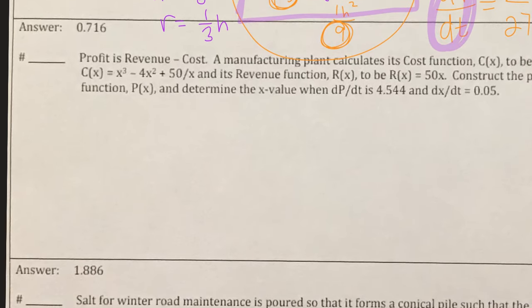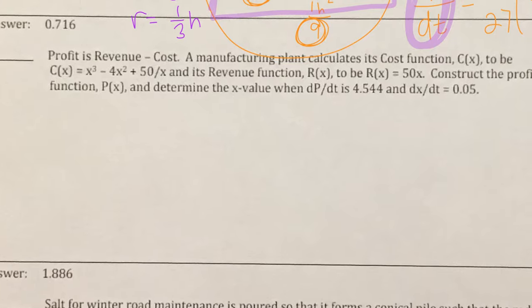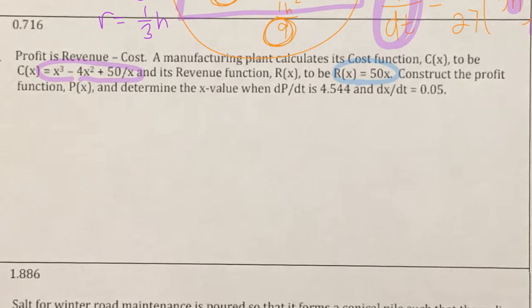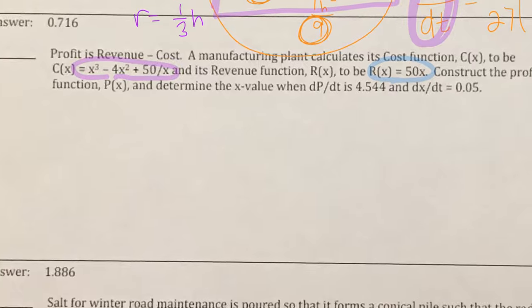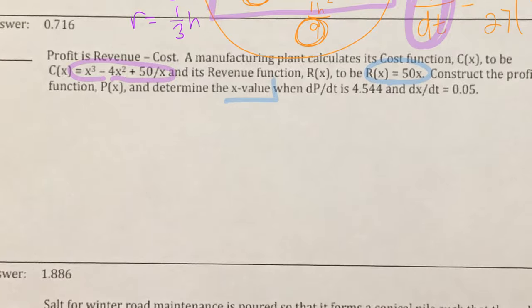Okay, profit is revenue minus cost. So here we have a cost function, and here we have a revenue function. Construct the profit function and determine the x value when the rate of change of your profit is this and the rate of change is that. Okay, so let's go back and see what we can do here.